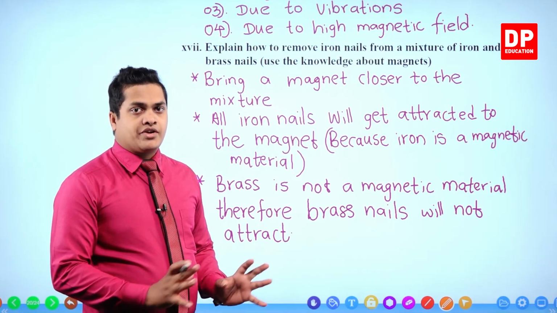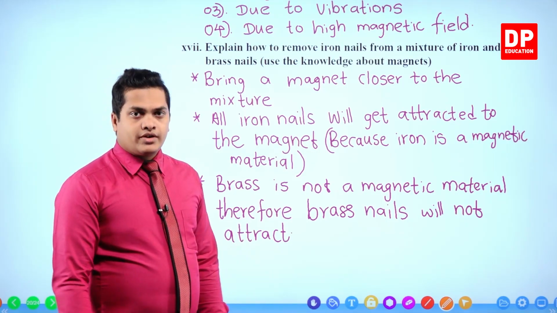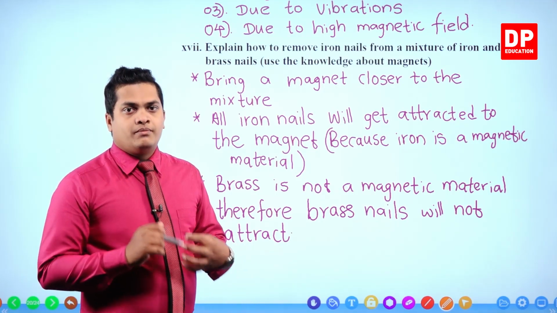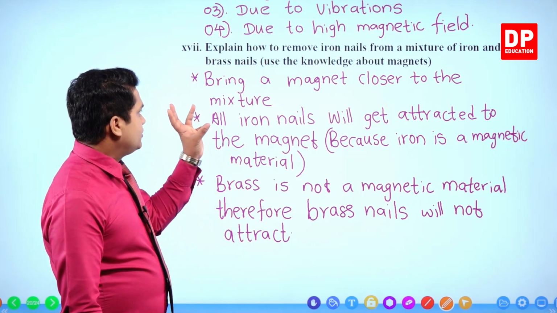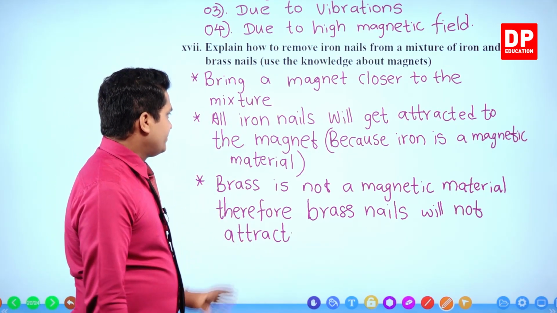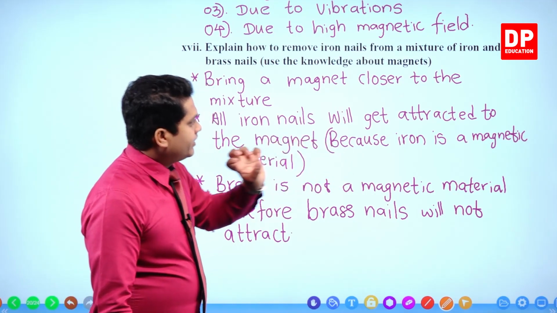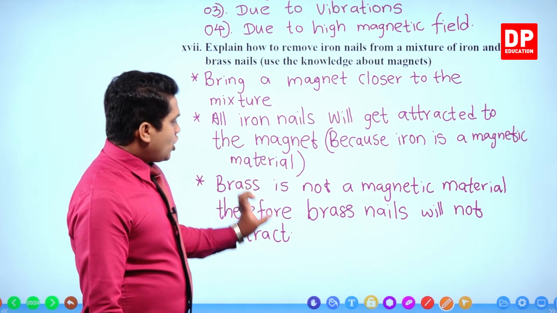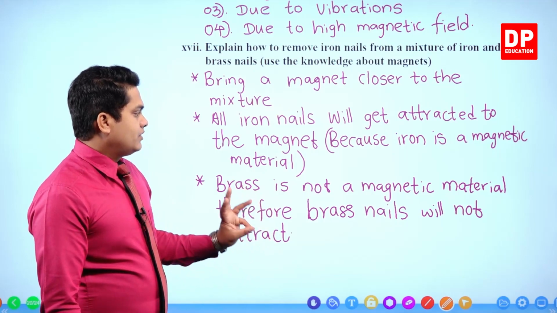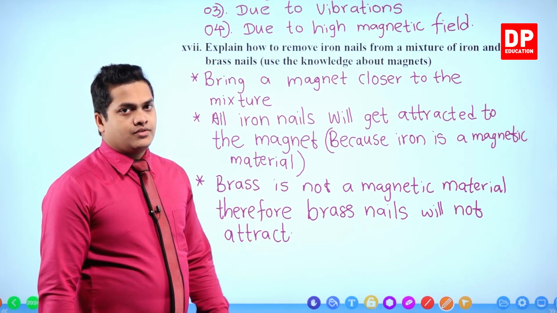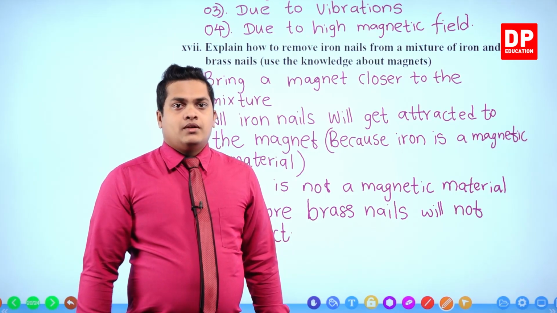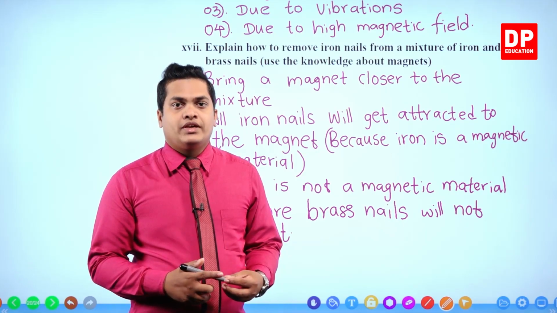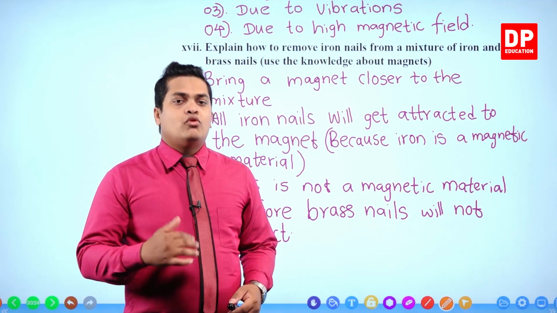So all the iron nails are getting attracted to the magnet, but brass nails are not getting attracted to a magnet. So this is the way of removing iron nails from a mixture of brass nails, right? It's really simple. You just bring a magnet closer to the mixture, then all iron nails will get attracted to the magnet because iron is a magnetic material. Brass is not a magnetic material, therefore brass nails will not attract. So thereby we can separate the two types of nails apart from each other. Right then, so we'll move on with the next question.